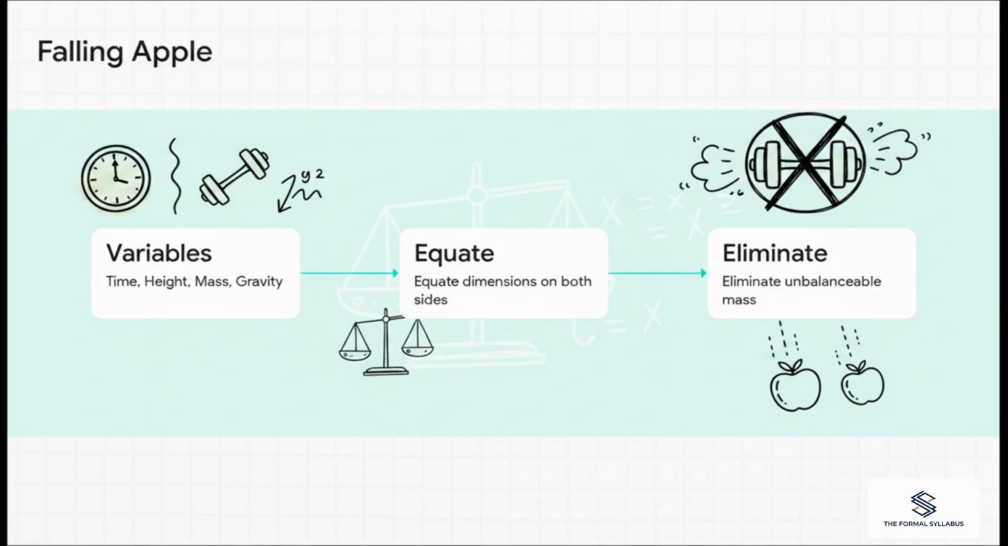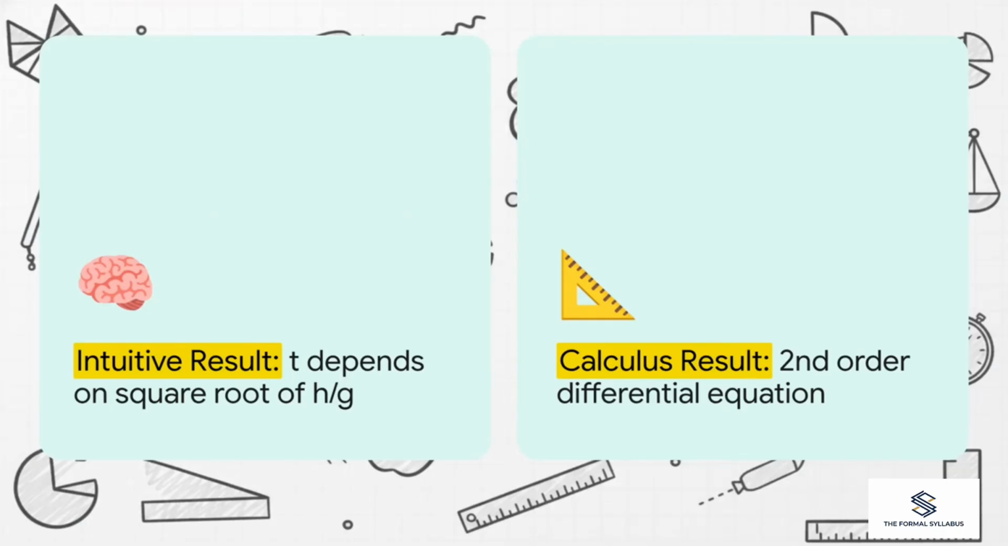But wait, look at step 3. This is the brilliant realization. Mass only shows up once. There's literally no other mass on the other side of the equation to balance it out. Because it can't be balanced, mass mathematically vanishes from the whole equation. No way, right? We just proved, without a single differential equation, that heavy objects absolutely do not fall faster than light ones.